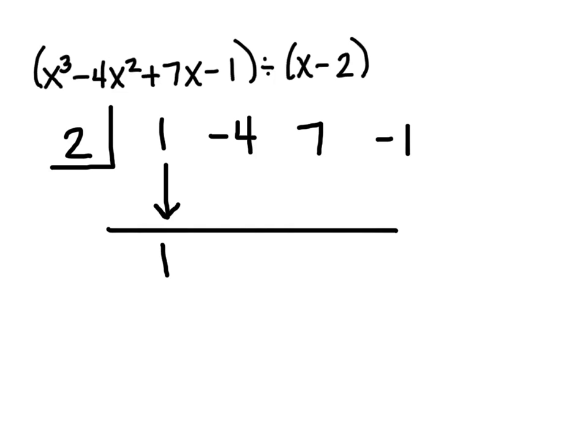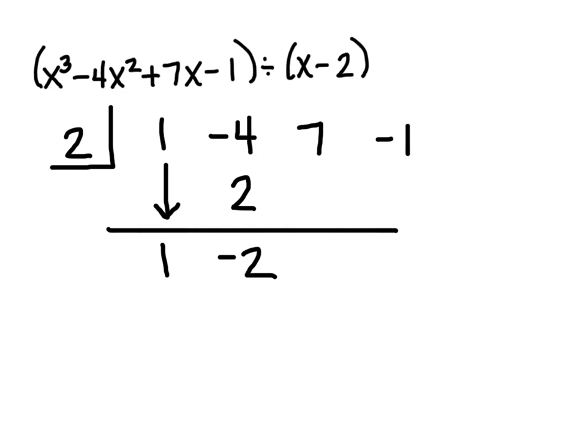The first thing we're going to do is always carry down the first number. From here, it becomes a pattern of multiplication and addition. So after we bring down the first one, we're going to multiply 2 times 1 and put that answer in this empty space right below the negative 4. So 2 times 1 is going to give me 2. Then from here, I'm going to add straight down and put that answer in the spot down here. So it's a combination of multiplying and then adding straight down. So negative 4 plus 2 is going to give me negative 2.